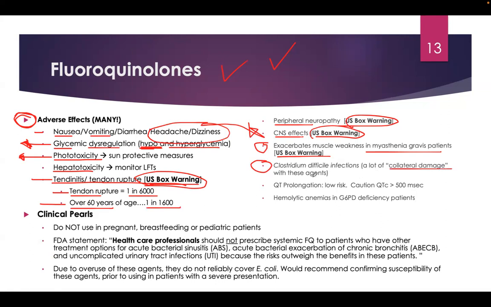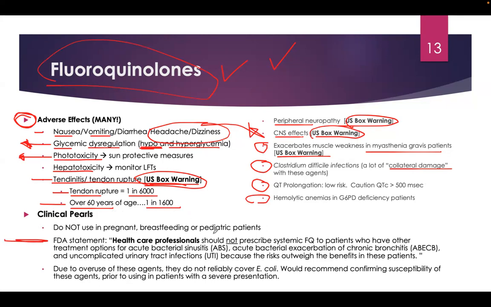Let's talk about that collateral damage. We talked about the potential for QT prolongation. That's more with moxifloxacin, and then the G6PD deficiency patients and hemolytic anemia. So I just gave you, and I didn't even get into the inducing resistance, about 10 good reasons not to use these drugs. So we don't use them in pregnant women, but I do want to read this FDA statement. And if you don't get anything out of this, I want you to get this.